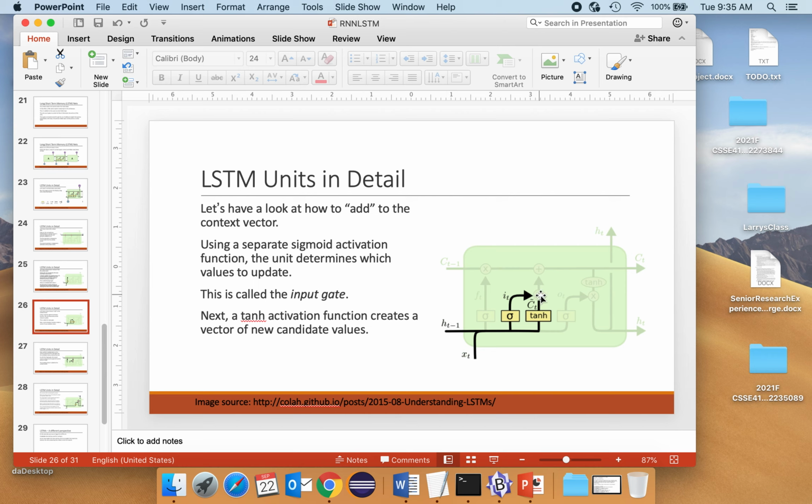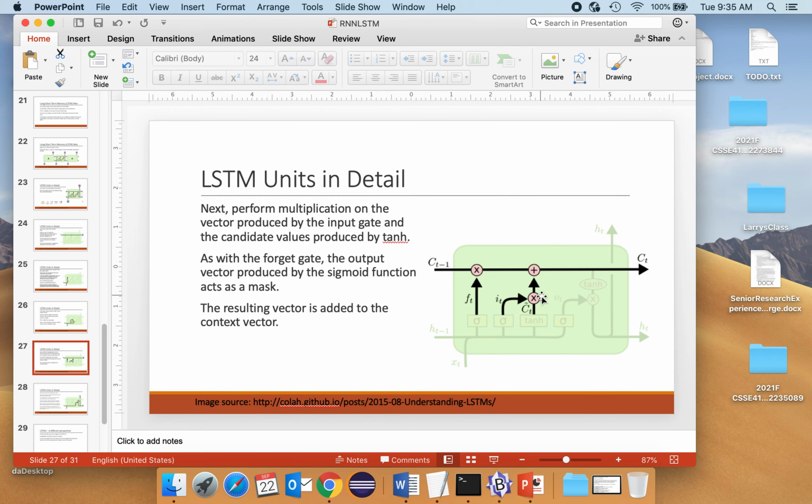Now this one over here, again, we're going to do the multiplication. Let me go back to this one. Let me advance to this one over here. And this one, again, acts like a mask.